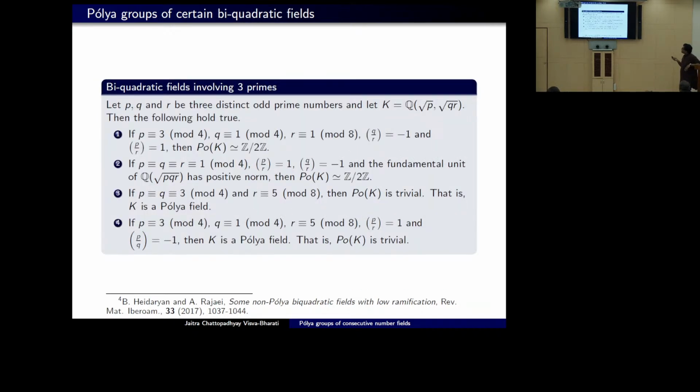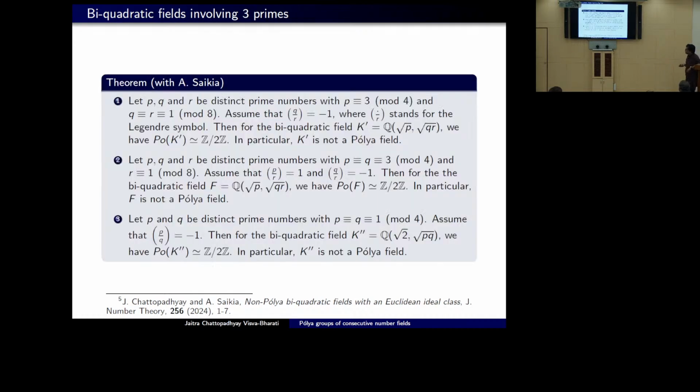Now Pólya groups of biquadratic fields, there are some known cases like Q(√p, √qr). If we take this kind of biquadratic fields and we allow certain Legendre symbol conditions among them, then these are the results that are known, that in some cases the Pólya group is trivial, and in some other cases the Pólya group is isomorphic to Z/2Z. So now the question is, what are the remaining cases? Whatever has not yet been covered in the previous theorem, can we say something about the Pólya group of those fields?